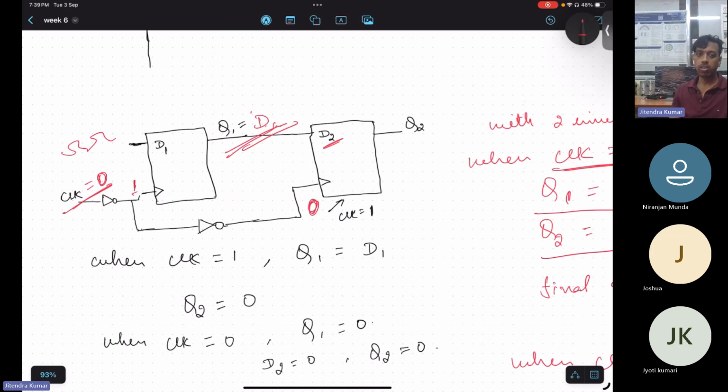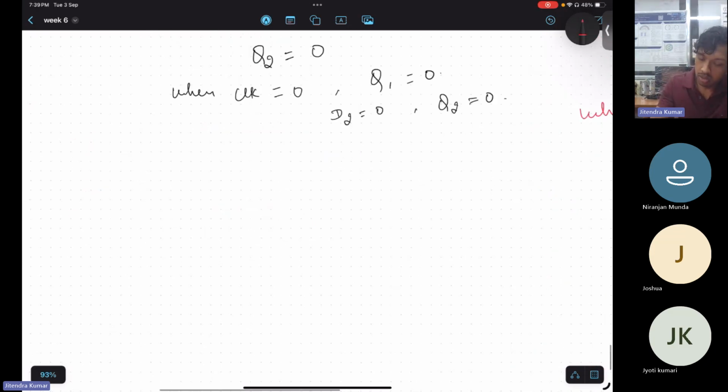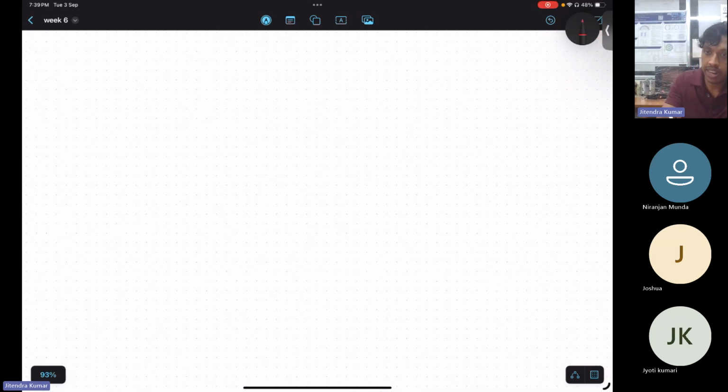right? So that is why Q2 is changed only at the rising edge of the clock, but Q is not changed. So that is why let us now draw one waveform to get a better understanding of it.